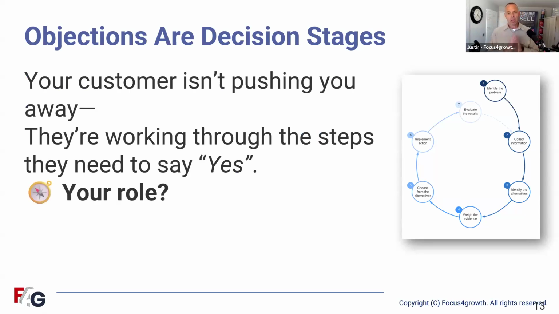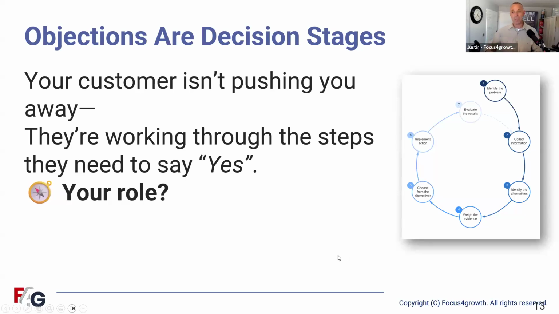But when we think about what's happening for the customer, they aren't pushing away when they raise an objection. They are working through these steps. You might be having a conversation with them where they're collecting information, and the objection could be, I'm thinking about alternatives, and so I need to understand how this fits with other alternatives. At that point, they may also be thinking, hold on, I need to weigh this up versus what else is happening. Sometimes the alternatives are what they're already doing in their business. So what they're doing is working through the steps they need in order to go, yes, it is the right alternative, so that I can implement action.